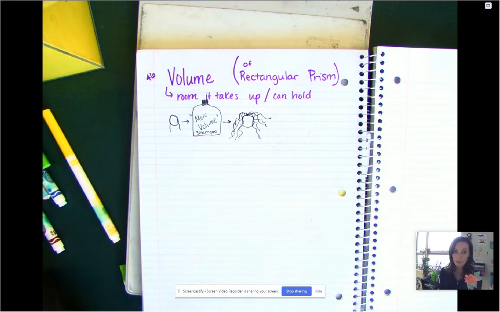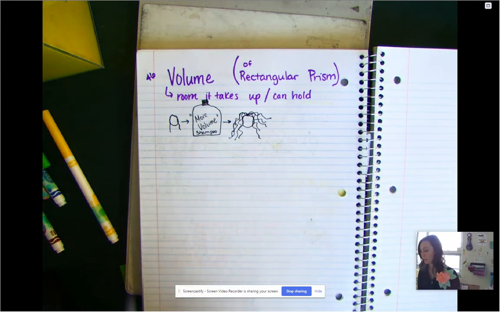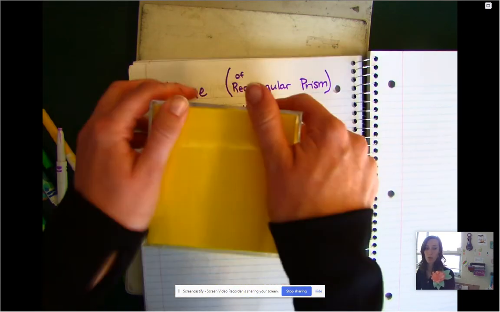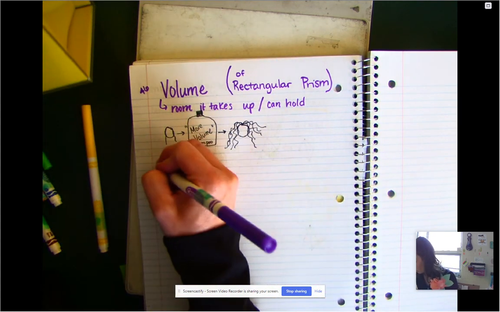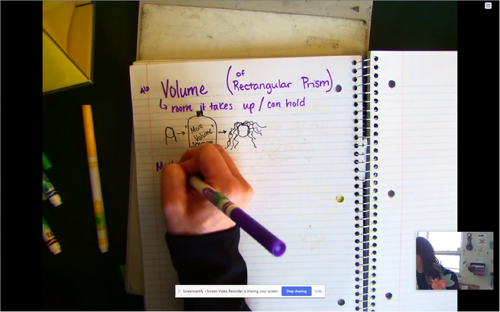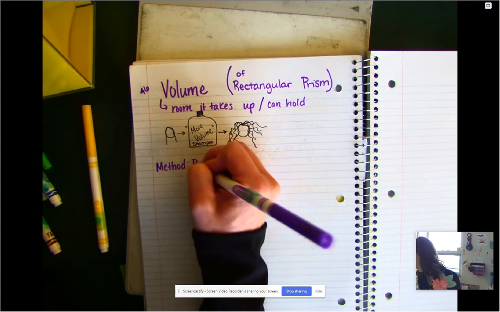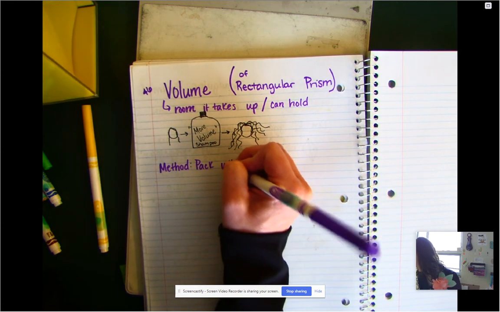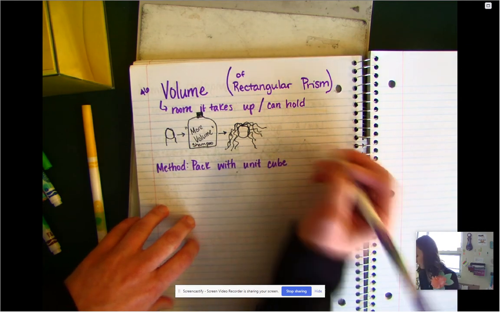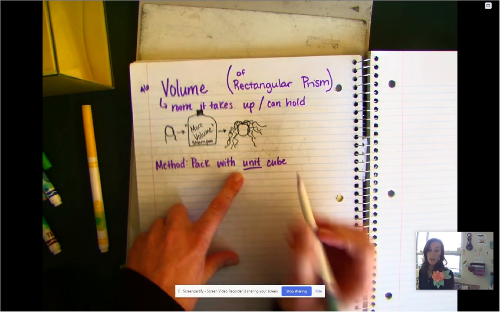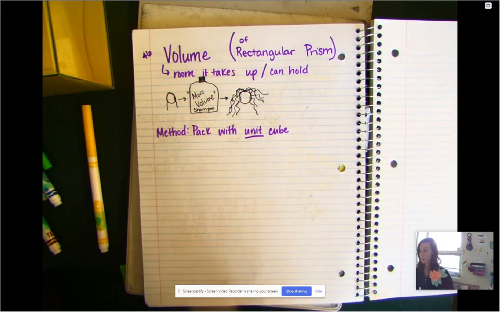You are probably very familiar with the idea of volume. So one way to find the amount of volume this could hold would be to pack it with unit cubes. So one method is to pack with unit cubes. It's called a unit cube. It's called a unit because whatever the unit is, centimeters, inches, feet, it is one of that in every single way that it can be.